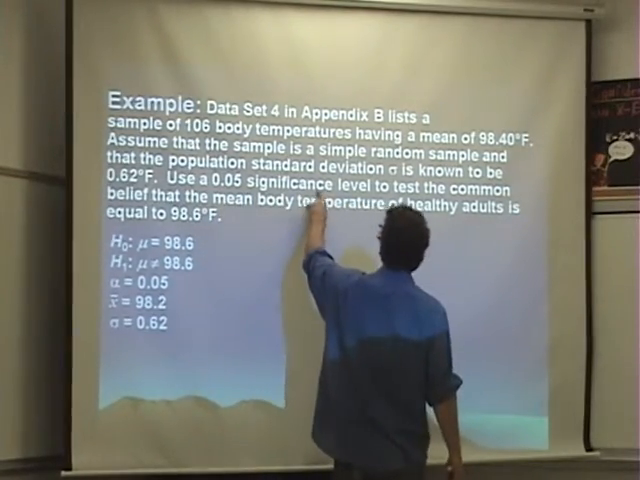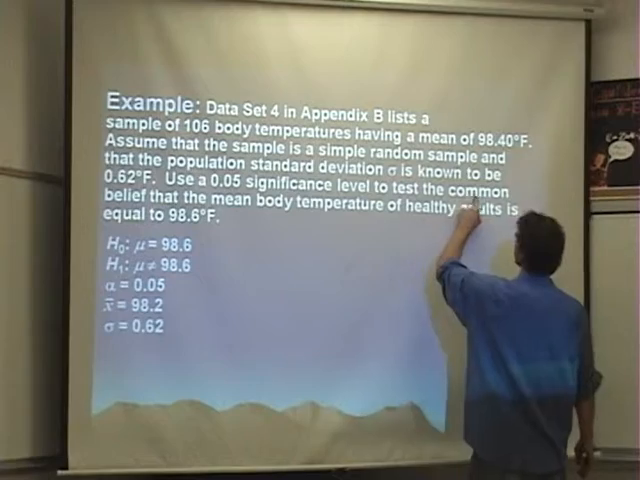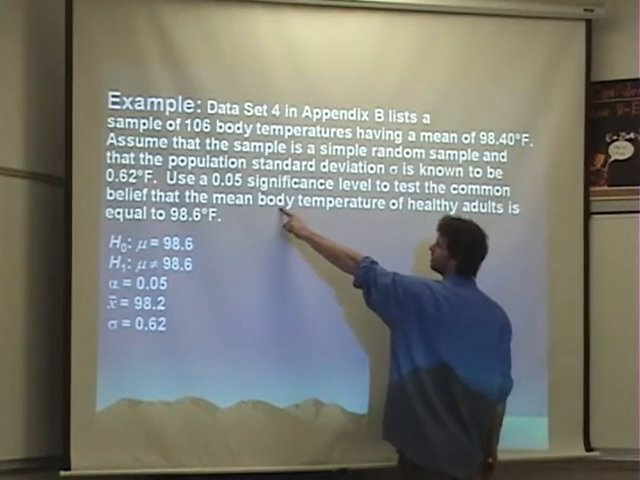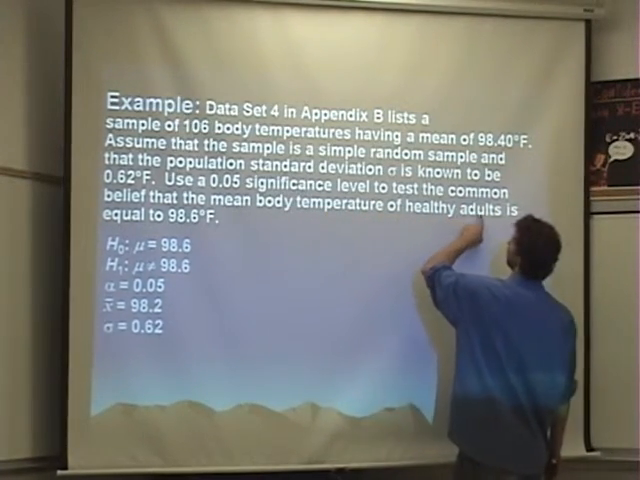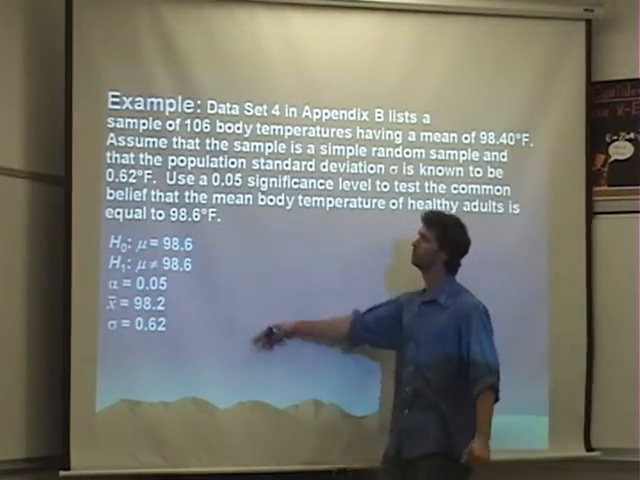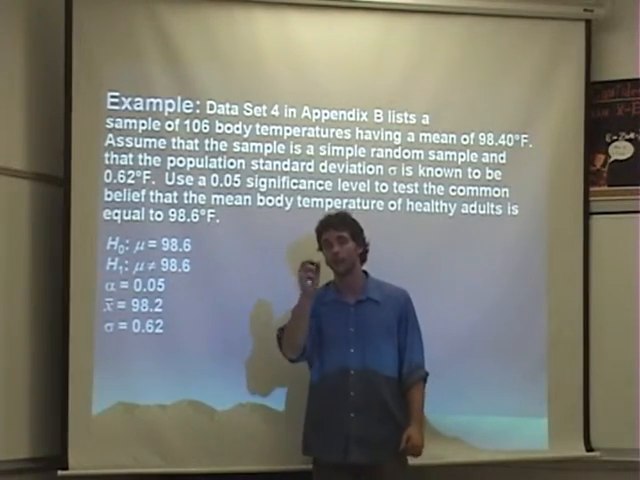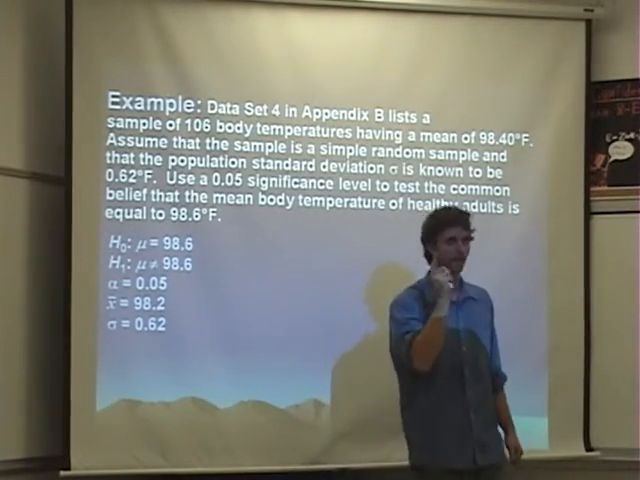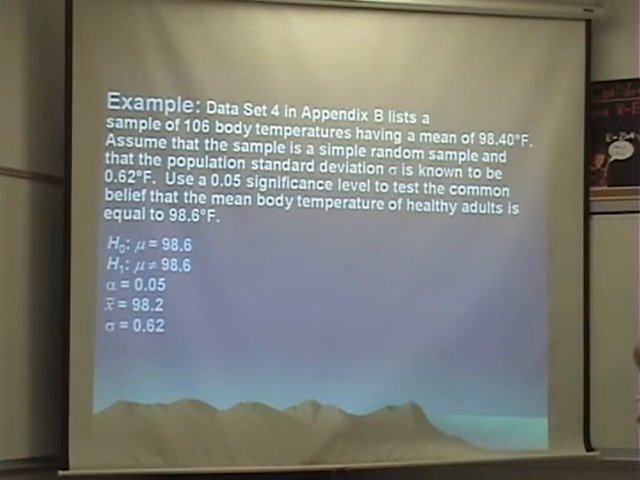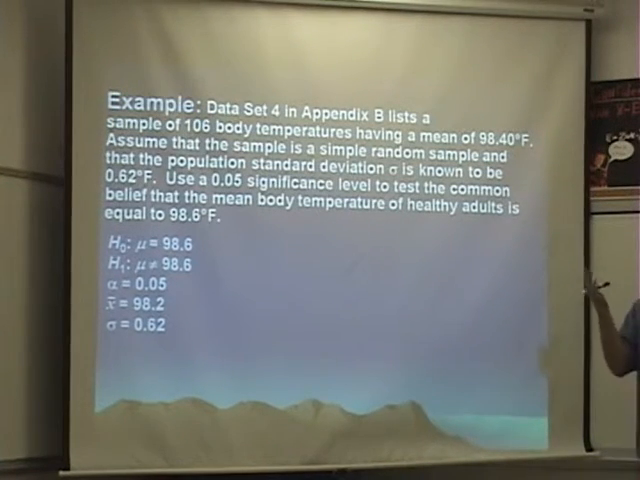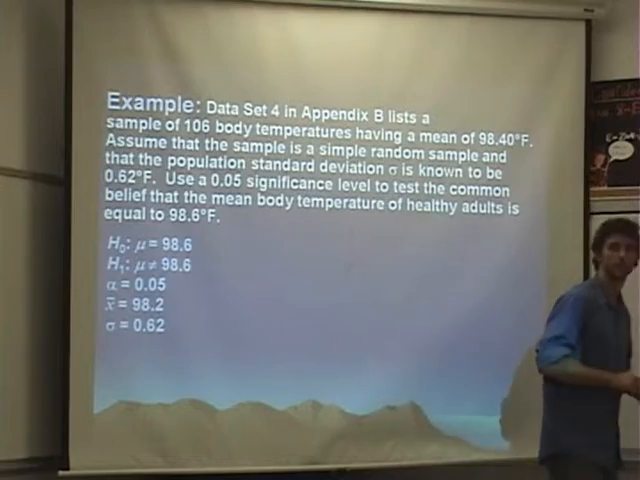Use a 0.05 significance level to test the common belief that the mean body temperature of a healthy adult is equal to 98.6. We are testing that claim. So the first thing is, let's write down what that claim is.